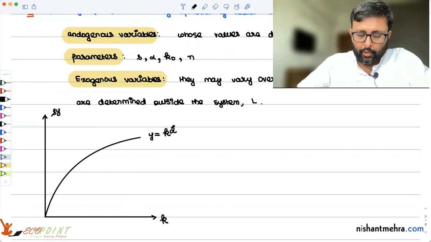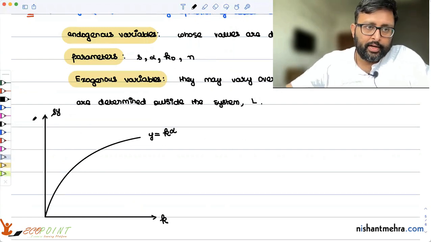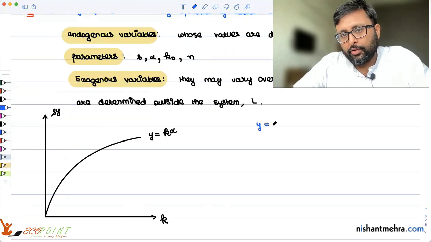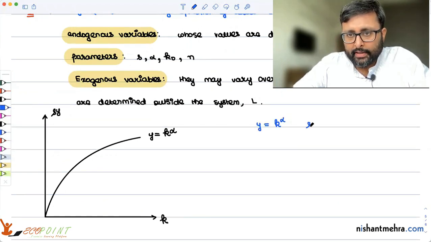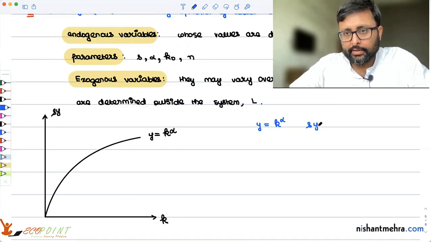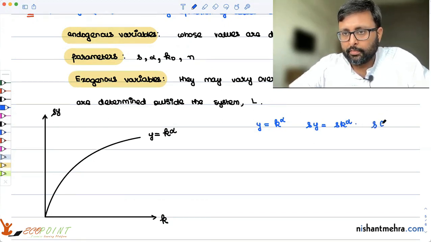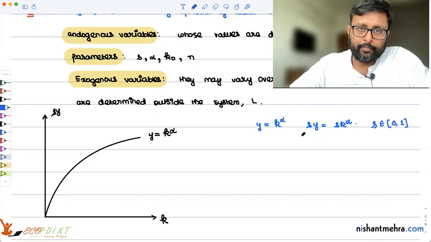I have the function y equals small k to the power alpha. Now, if I multiply this y with small s on both sides, I get small s into k to the power alpha. Now, this s is a constant term. That is the savings propensity. It lies between 0 and 1.